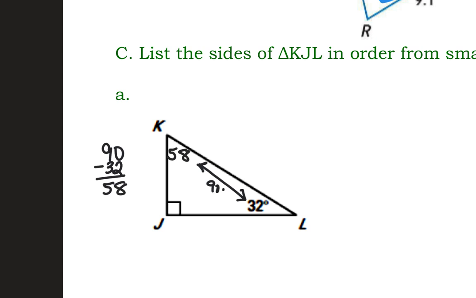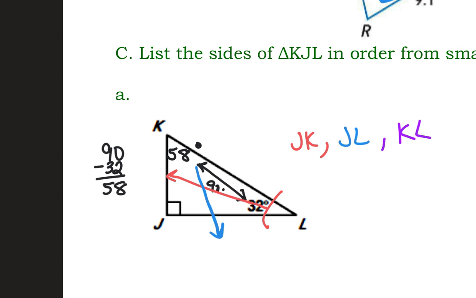And then once we have this, now we can list the sides. So, all right, so from smallest to largest, what would be your smallest side? J to K or K to J, either one would be correct. What would be the next side from smallest to largest? What would be the next number? From smallest to largest, would the next one be 58 or 90? 58, all right, so we're gonna go across to this side. This would be J to L. So then the longest side would have to be K to L.